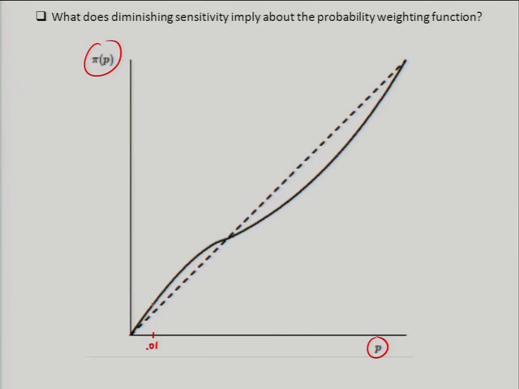Probability of 0.01 maps to a weight, pi of 0.01, that is greater than 0.01. So that's the overweighting of small probabilities. And that has to be because the slope is greater than 1 at first. It looks like they think that's going to continue to be true up to some 20, 30%, somewhere in there. And then it's going to start to flatten out.